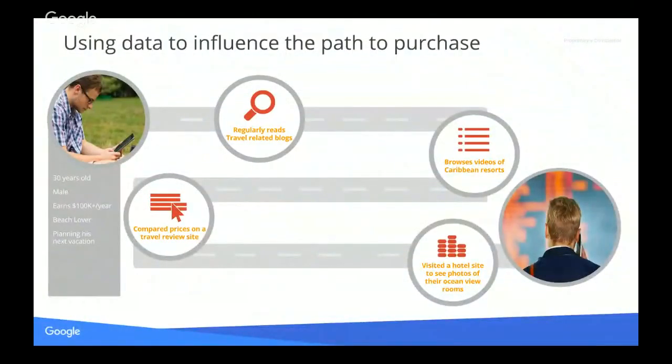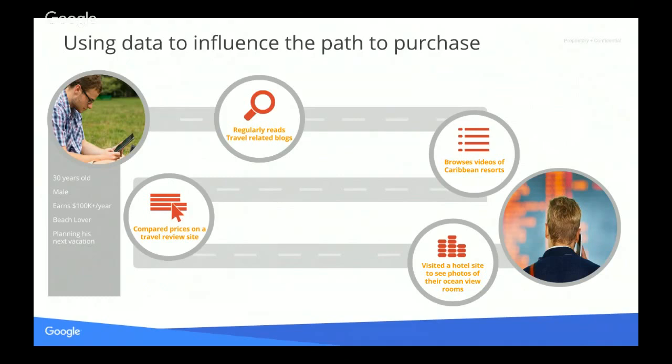While Google has expansive reach, understanding the user's intent at any given moment across their purchase path is what we do best. Let's use an example of how we help travel advertisers find their best prospects across the entire path to booking.